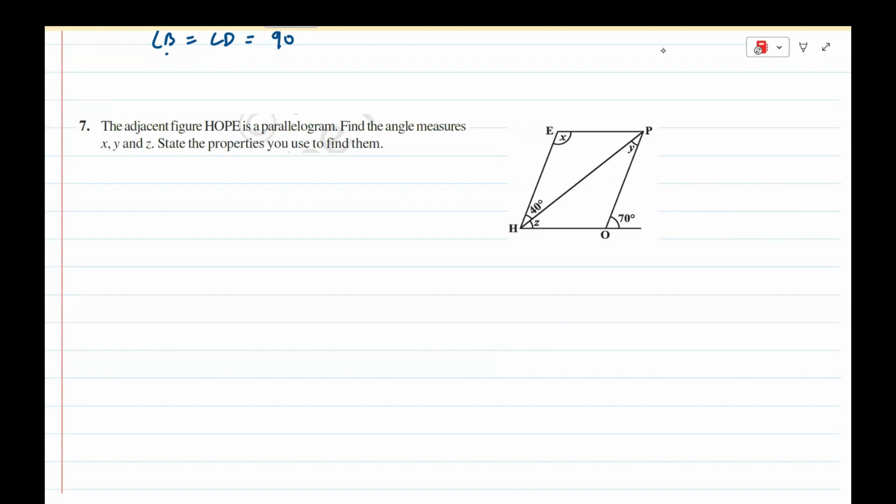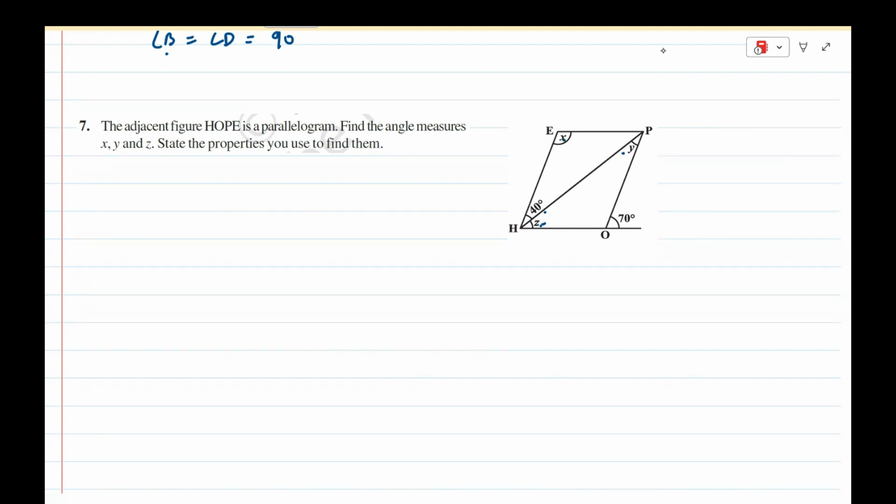Question number 7 says, the adjacent figure HOPE. So here HOPE is a parallelogram. So parallelogram means all the properties will be applicable over here. Find the angle measure of X, Y, and Z. So means X here, Y, and Z. State the property you use to find them.